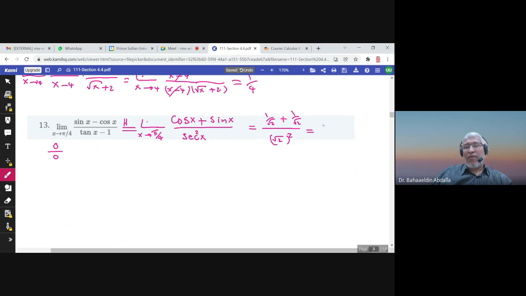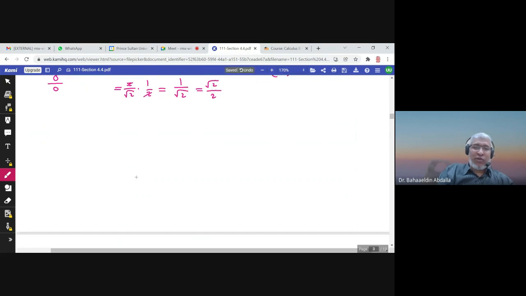So I have 2 over square root of 2 over 2, or 2 over square root of 2 times 1 over 2. So the answer is 1 over square root of 2, or if you rationalize the denominator, square root of 2 over 2.